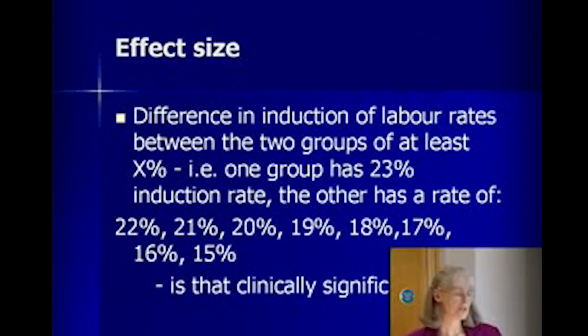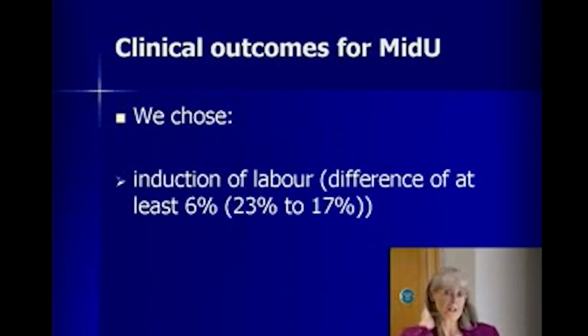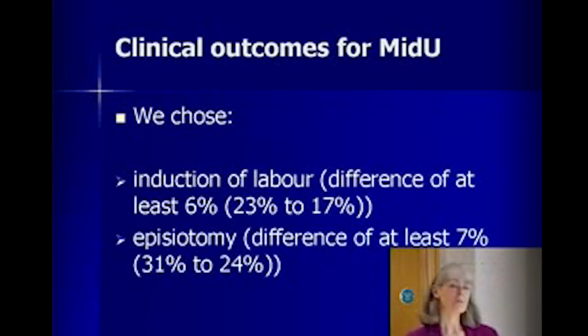The effect size, first of all. One of the primary outcomes we chose to base MIDU on was the difference in induction of labour rates, because we were looking at interventions, and that's a fairly common intervention. The induction rate in the hospitals we were looking at in the North Eastern Health Board was 23%, so that's our control group, what the rate is at the moment. And then we had to decide, well, what difference are we prepared to say is clinically significant?